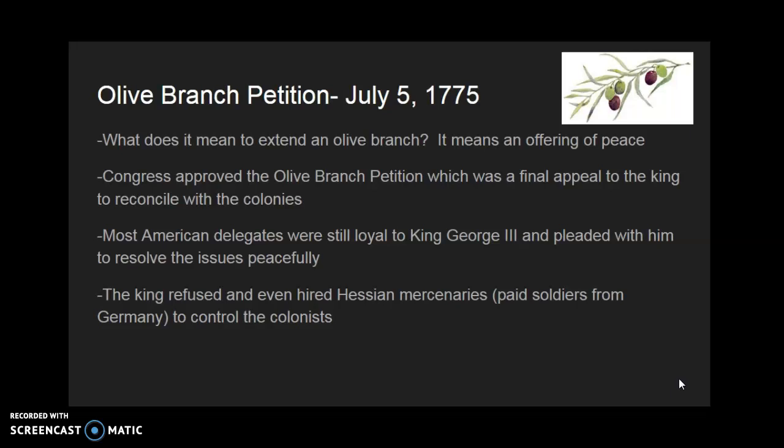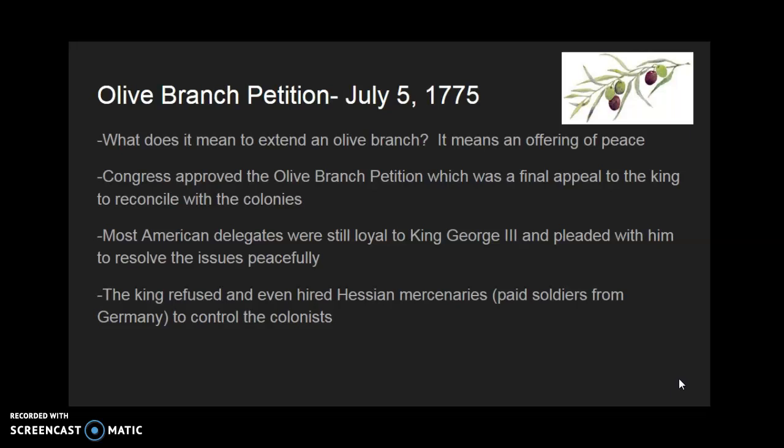Let's start with the Olive Branch Petition because this happened first. It actually happened on July 5th, 1775. So I think the first thing we need to ask, because it won't make any sense if you don't know what olive branch means and the extension of an olive branch. What does that mean? It means an offering of peace. It's actually a biblical background where the dove brings back the olive branch, and that just displays that peace. So a peace offering kind of thing.